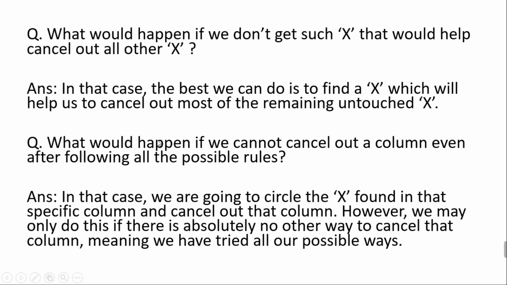All right, and what would happen if we cannot cancel out a column even after following all those possible rules? That means, what if we have followed all the possible ways, we have followed all the possible rules, but still we can't find any possible way to cancel out a column? Well, this is very unlikely, but if you ever get such a case, then you are going to circle the x found in that specific column and then cancel out that column. However, we can only do this if there is absolutely no other way to cancel out that column, meaning we have tried all other possible ways. So hope you understand. So these are some of the important questions that students ask during this lecture.